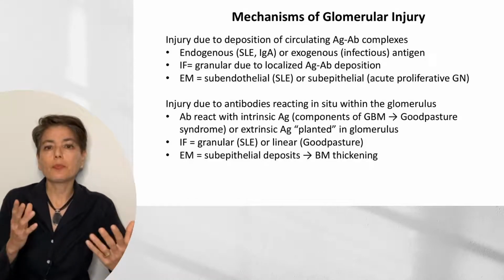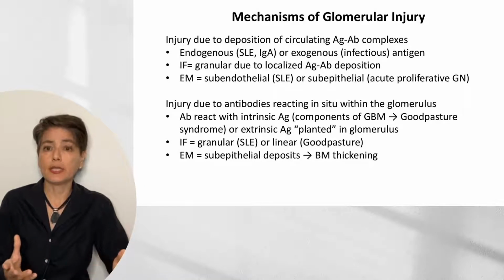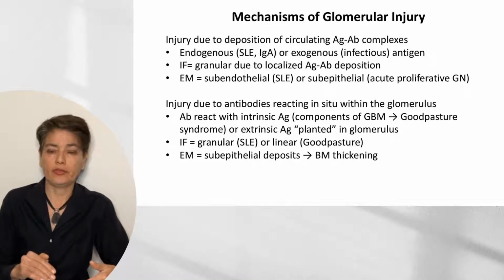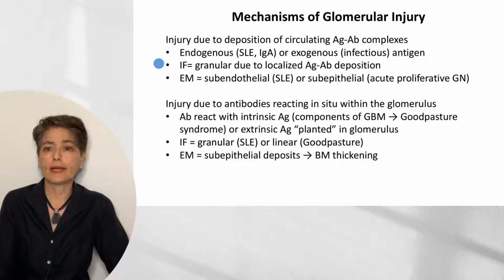So there are two primary means of glomerular injury. We can have injury due to deposition of circulating antigen-antibody complexes, and we can have injury due to antibodies reacting in situ within the glomerulus. So in the first instance, we can have these circulating antigen-antibody complexes to endogenous antigens, which we see in lupus or in IgA nephropathy, or to exogenous antigens, so infectious, for example, post-streptococcal.